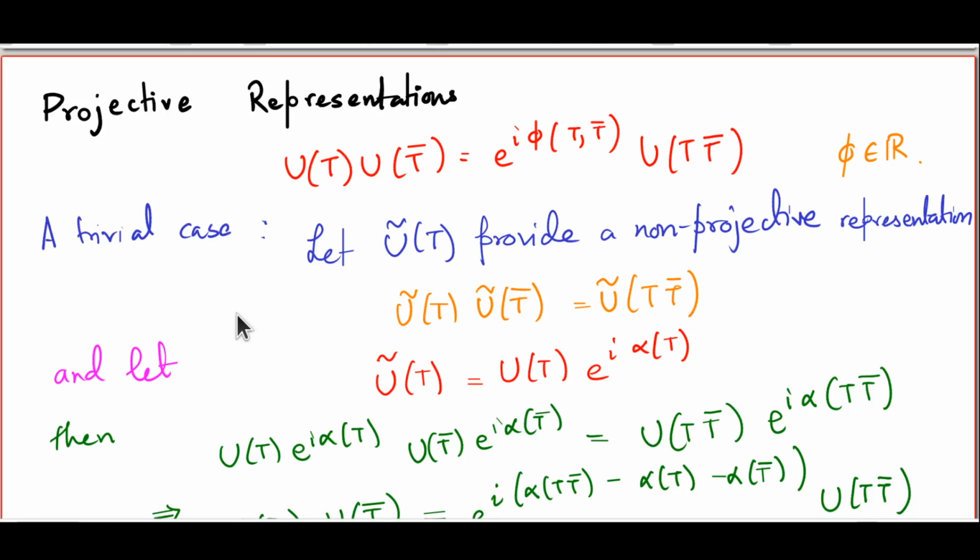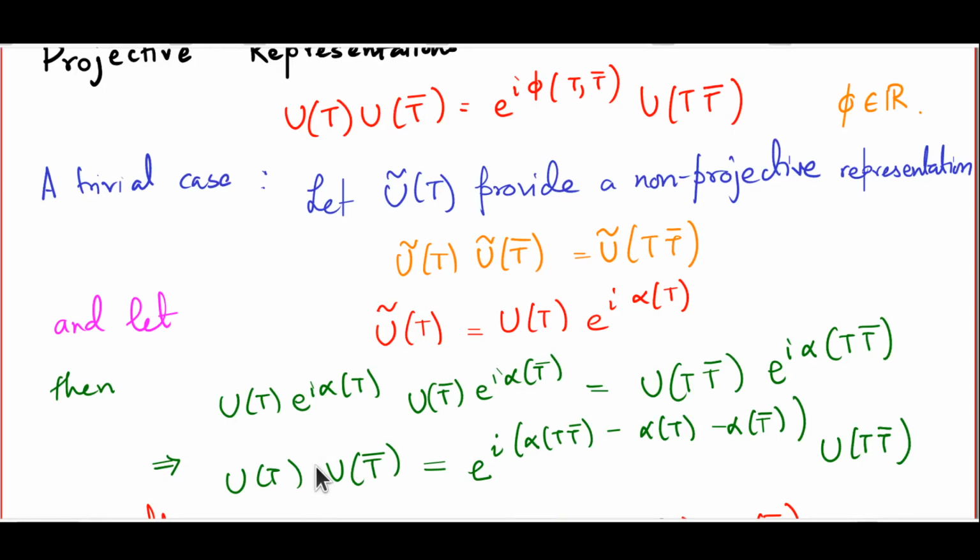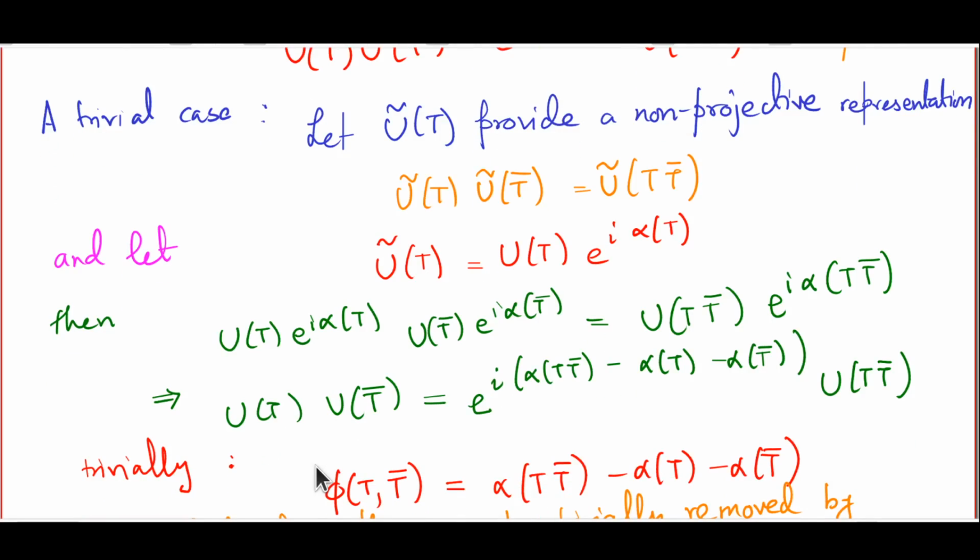Now, if we substitute this in the non-projective representation formula, U tilde T times U tilde T bar, what we get is U T e to the i alpha of T, that's of course U tilde T, times U T bar e to the i alpha of T bar, that is, must be equal to U tilde T T bar, and that's U T T bar e to the i alpha of T T bar. Of course, this implies that the U Ts furnish a projective representation. U T times U T bar is not equal to U T T bar, but there's an extra phase factor phi of T comma T bar, given by alpha of T T bar minus alpha of T minus alpha of T bar.